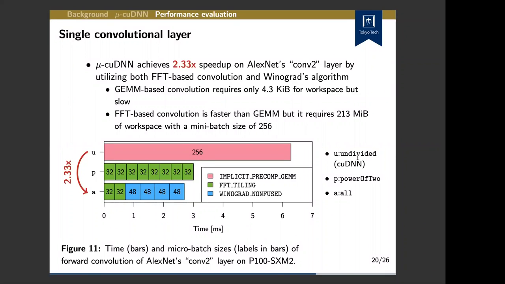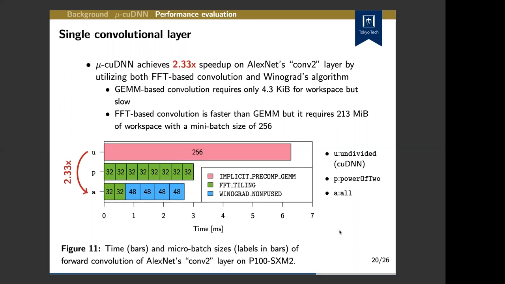Here we can see that the all policy can split the minibatch size of 256 into groups of 32 samples and 48 samples, and it uses FFT tiling and Winograd algorithm to achieve more than 2 times speedup with the same workspace constraint. We also see that even though microbatch sizes are limited to powers of 2, we can get about 2 times speedup as shown in the second row of this plot.